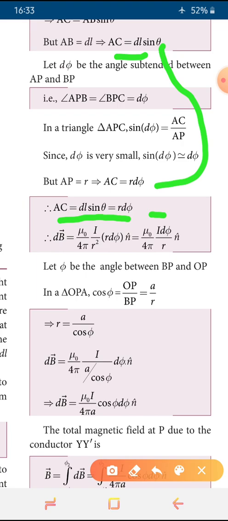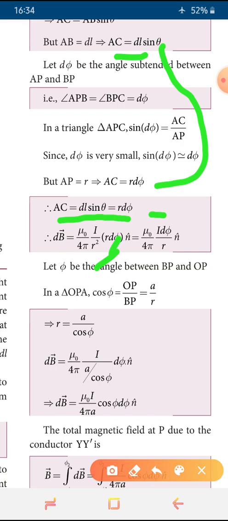dB vector is equal to mu naught divided by 4 pi I r d phi divided by r square into n cap. Then we are altering the equation. We can cancel this r square and r. Then the equation will become mu naught divided by 4 pi I d phi divided by r n cap. And phi is the angle between, we know in the diagram it's explained.